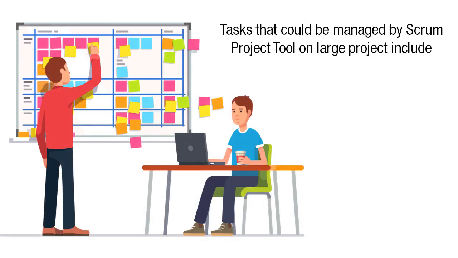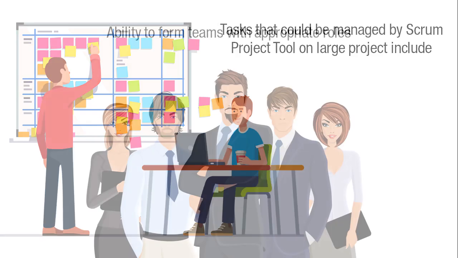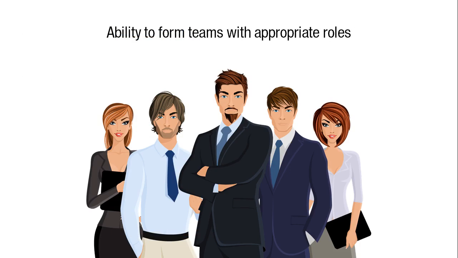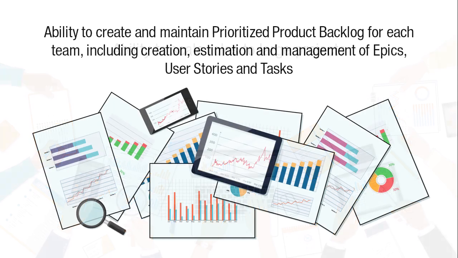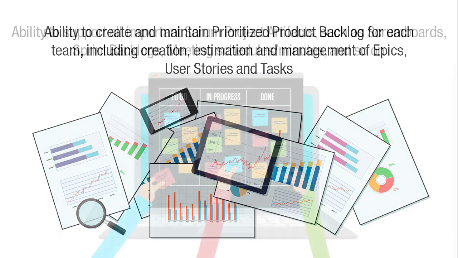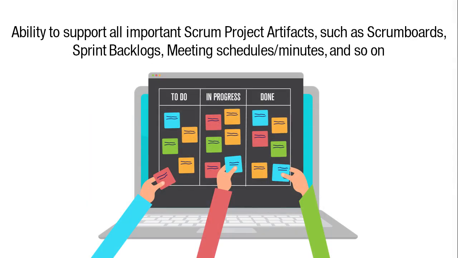Some specific tasks that can be managed by the Scrum project tool on a large project include ability to form teams with appropriate roles and the ability to scale roles to large projects. Ability to create and maintain a prioritized product backlog for each team, including the creation, estimation, and management of epics, user stories, and tasks. Ability to support other important Scrum project artifacts, such as Scrum boards, sprint backlogs, meeting schedules and minutes, and so on.